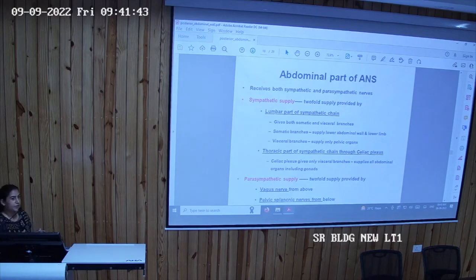sympathetic nerve supply. Whenever there is an artery, a plexus formation occurs around it. So celiac plexus is formed around the celiac trunk. So it is giving all the visceral branches to the abdominal organs.